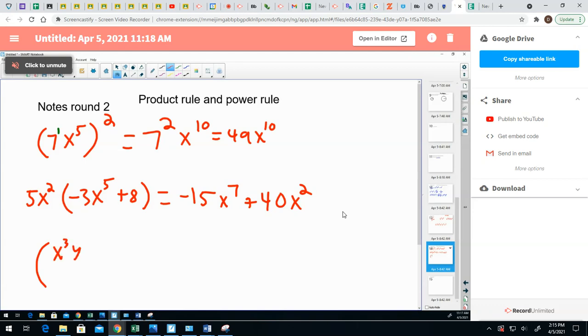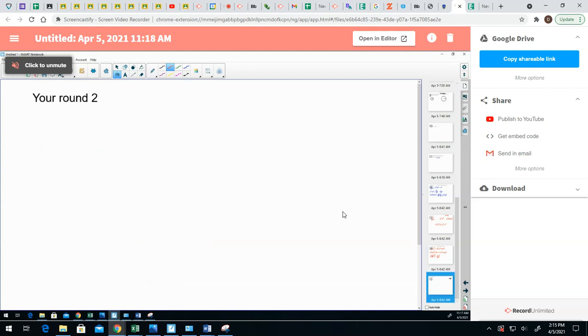Then we have x to the 3rd, y to the 5th, over z to the 5th, all raised to the 2nd. So again, we're going to multiply all the exponents here. So we'll get x to the 6th, y to the 10th, z to the 10th. And that's it. You can't simplify that any further.